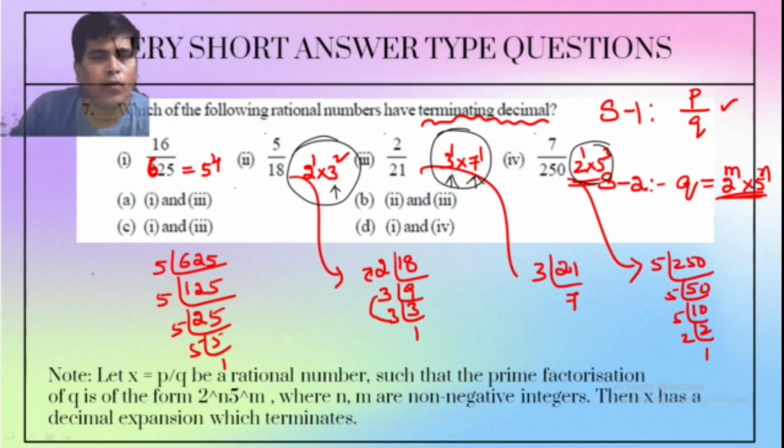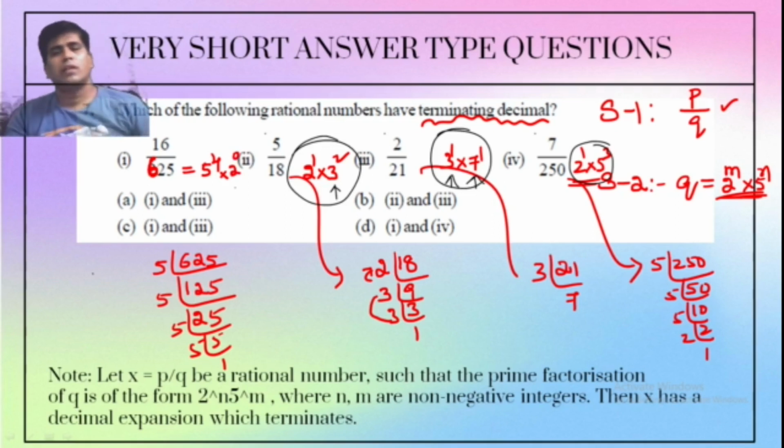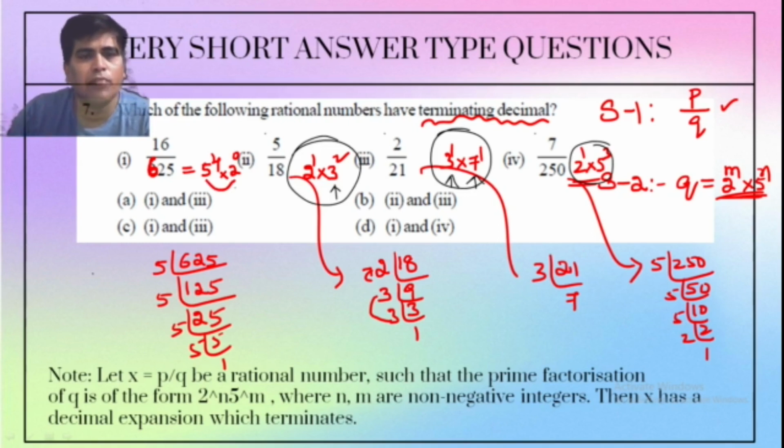So 5 power 4 into 2 to the power of 0, I can write it. So the denominator can be expressed in terms of pure 2 power m, or pure 5 power n, or 2 power m into 5 power n. So that is a terminating decimal. This is in the form of 5 power n, so it is a terminating decimal.